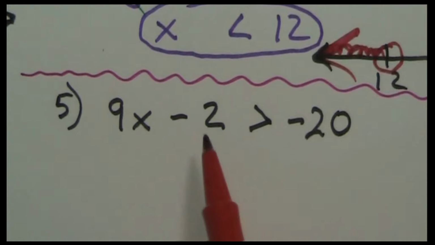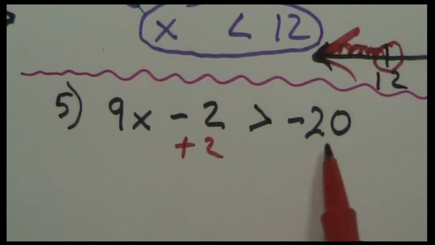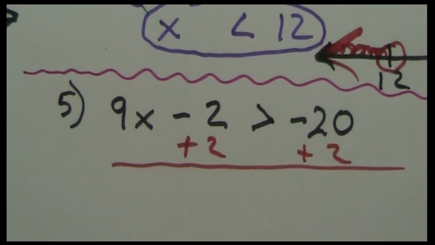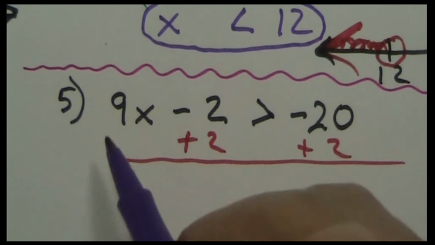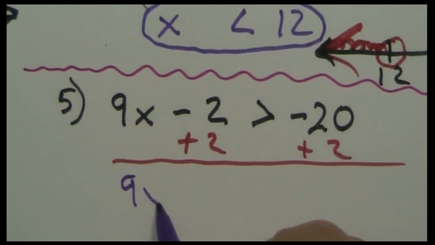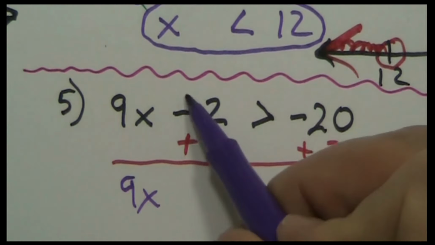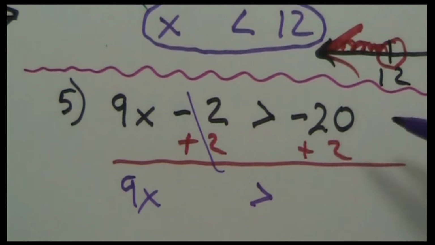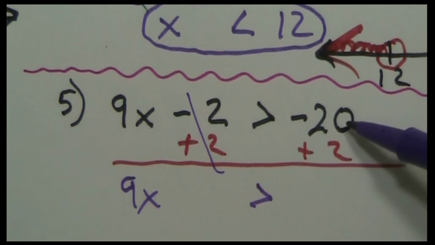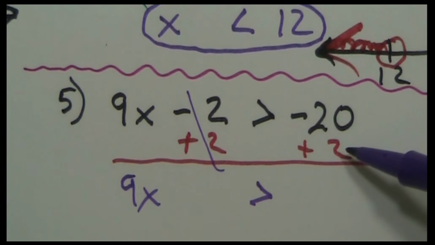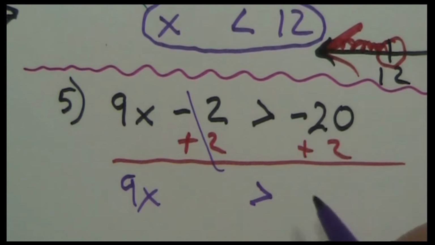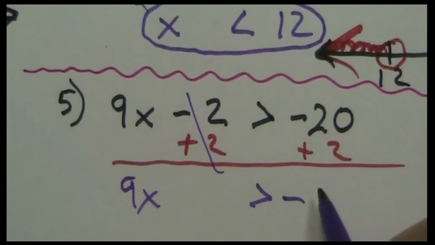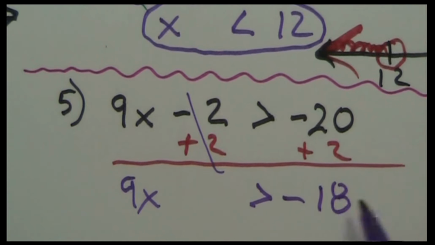So our first step, add 2. And that leaves us with 9x, because this is 0, right? That's 0. 9x more than, let's see, I have 20 negatives and 2 positives. There's more negatives. How many more negatives than positives? 18.